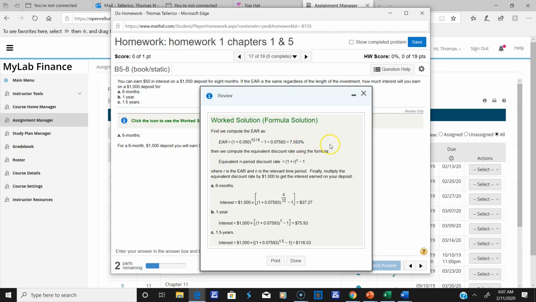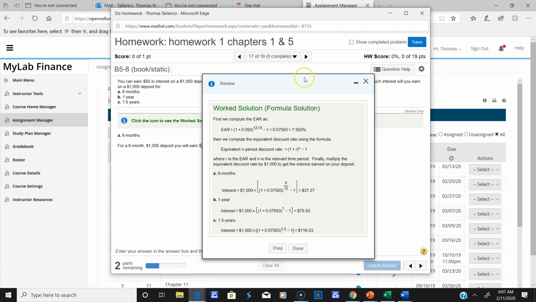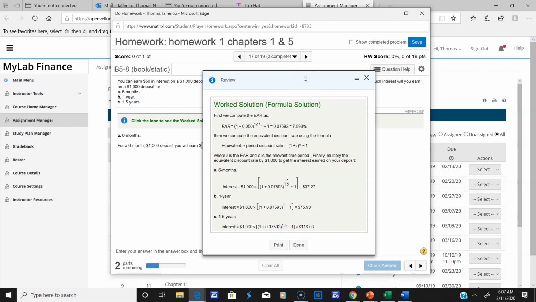Now what we've got to do is get the rate for each period using a similar formula, but now we plug in the effective annual rate in here, because now we have the effective annual rate, which doesn't change, as they said. And now we know what the interest was: $50 for 6 months.